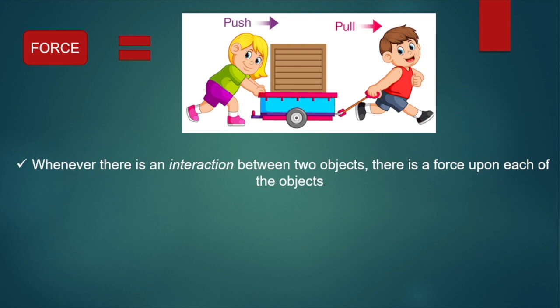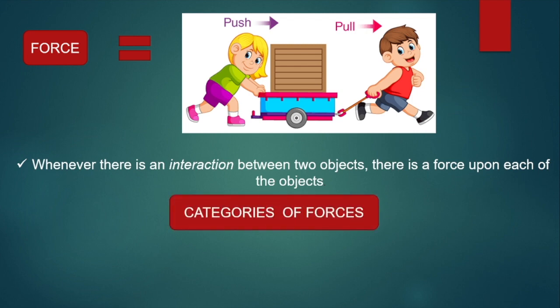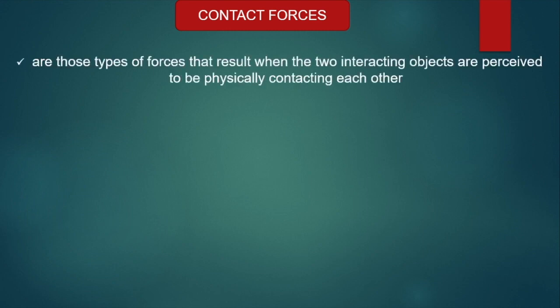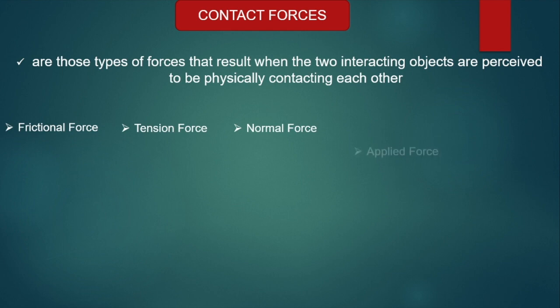Now let's look at the two categories of forces. They include contact forces and action at a distance forces. Contact forces are those types of forces that result when two interacting objects are perceived to be physically contacting each other. Examples of contact forces include frictional force, tension force, normal force, applied force, spring force, and so on and so forth.